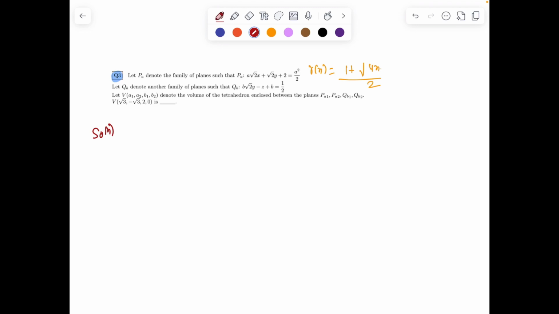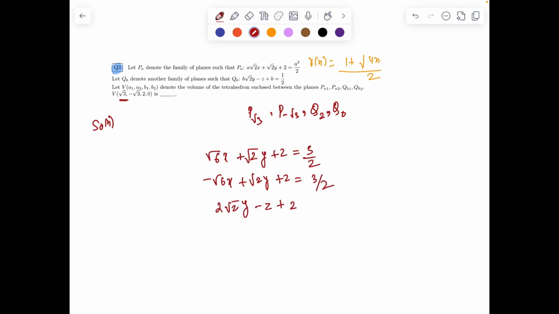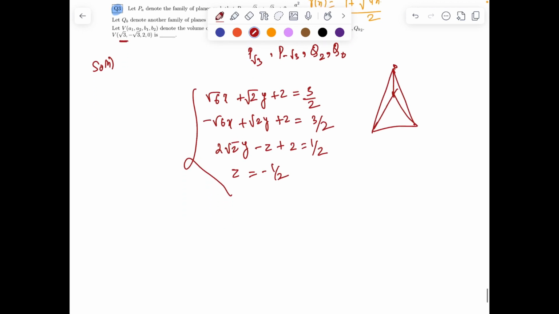Okay, so what about this one? It's the volume of the tetrahedron formed by the planes with root 3, minus root 3, 2 and 0. If you see that plane, minus z plus 2 equals half, and the other is z equals minus half. So these are 4 planes, and these 4 planes make a tetrahedron. We need to find the volume of it.